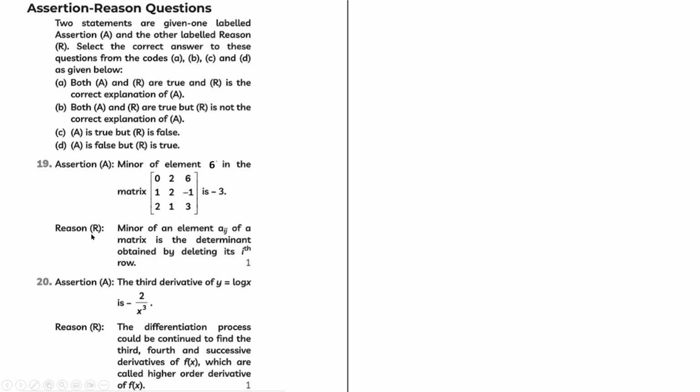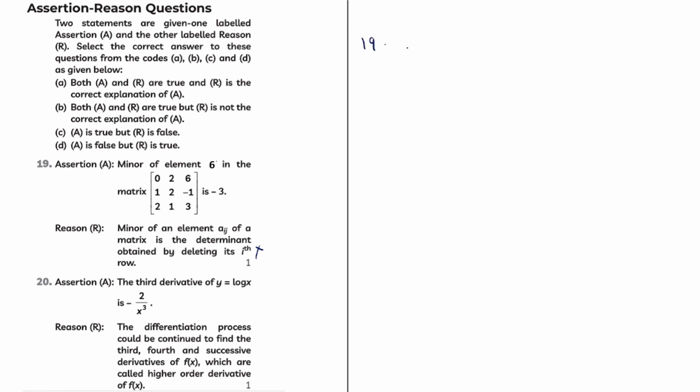So here we can see that the reason is not true, because minor of an element Aij of any matrix is the determinant obtained by deleting the ith row and jth column. So they have missed the jth column. So here the reason is false. So the only option we have is option C, that is A is true but R is false. Anyway, let us check whether A is true or not.